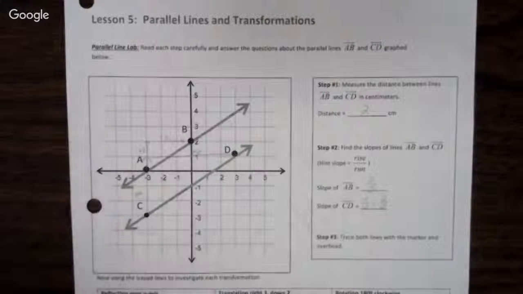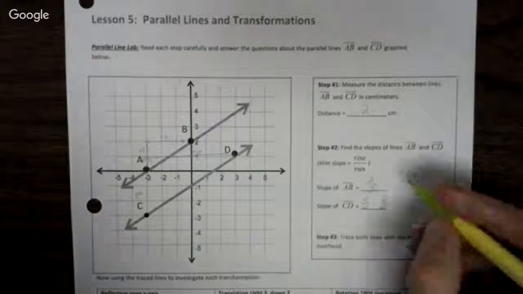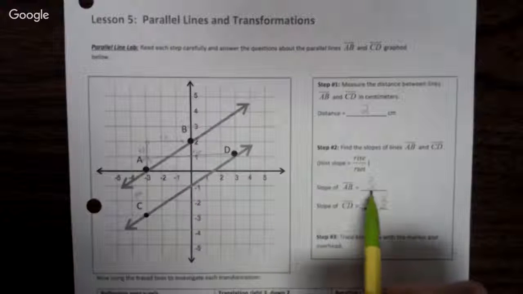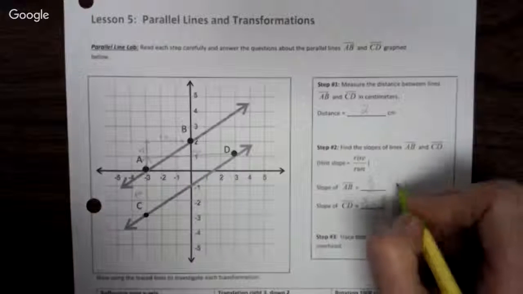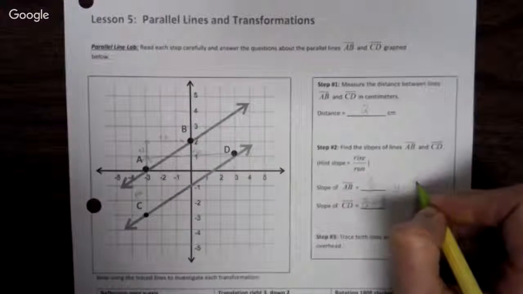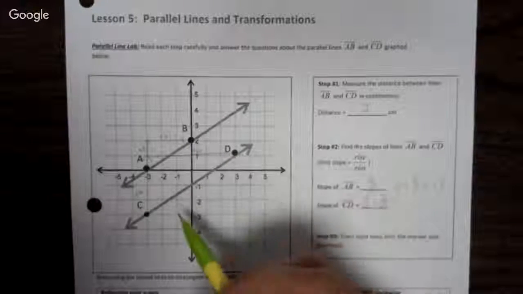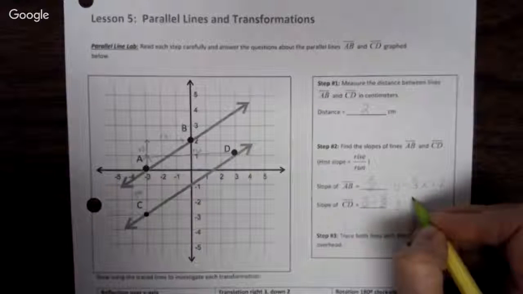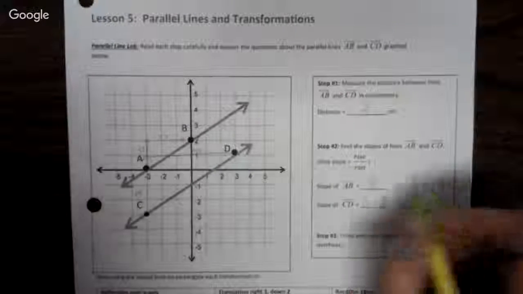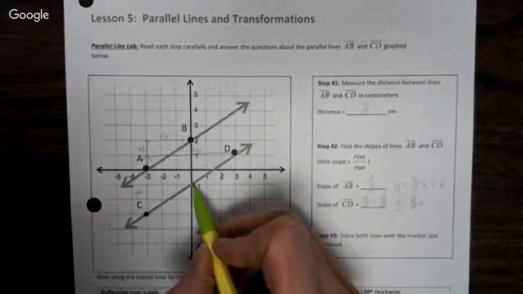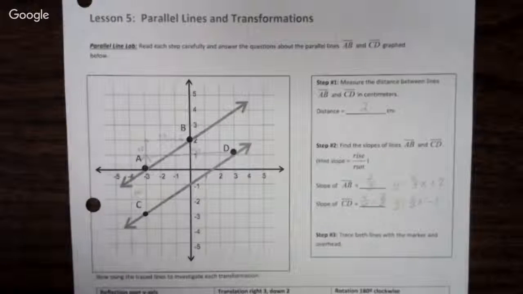Before we move on, I just want to come up with the equations for these two lines. So AB, we know the slope already. The y-intercept is 2, so the equation for this line would be y equals 2/3 x plus 2. And for CD, we have y equals 2/3 x because the slope is the same. This time it crosses the y-axis at -1. So there are the two equations.